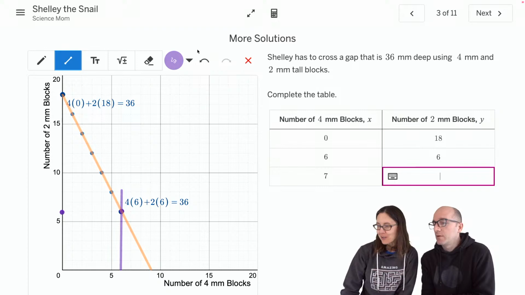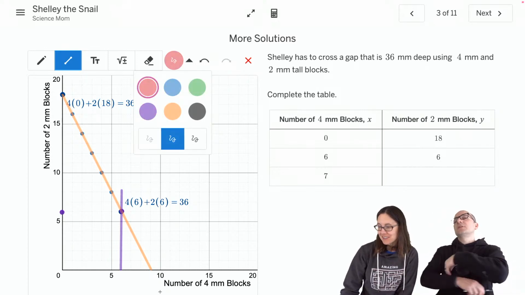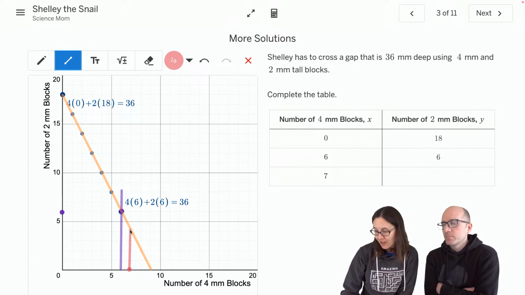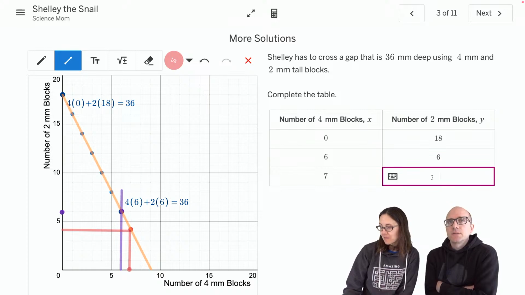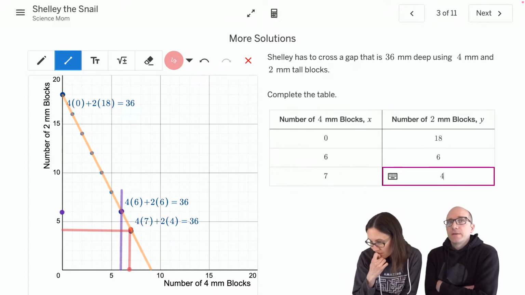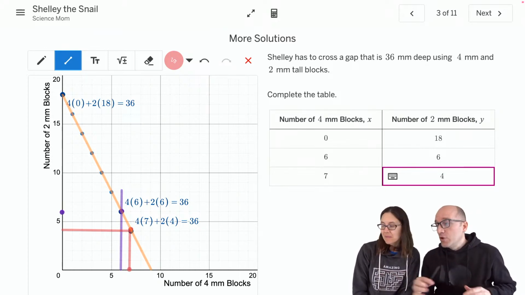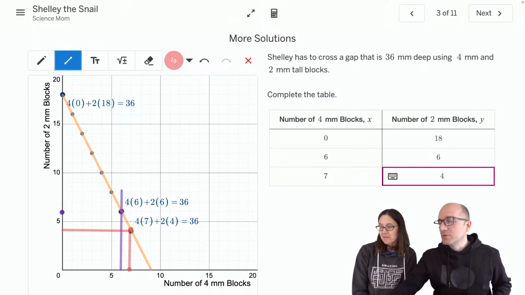Wow. I feel like I just discovered a superpower. Okay, let's see if it works again. Let's try it. All right, so 7 right here. That looks like it matches with 4. And if we were to go back to the previous screen, we'll actually see that that is continuing the pattern. So I like it.